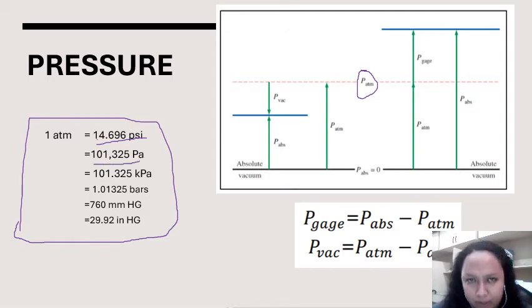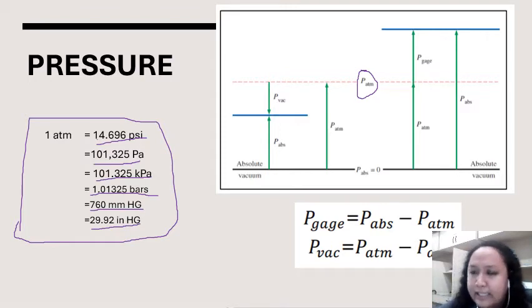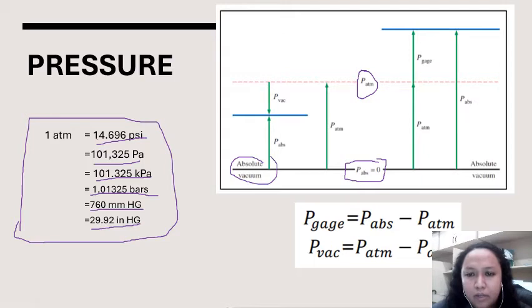The 101.325 or the 101,325 Pascal. The 101.325 kilopascal. The 1.01325 bars. The 760 millimeter Hg and the 29.92 inHg. Now take note here, so ang absolute pressure class, pag sinabing absolute vacuum, automatic zero na yung absolute pressure natin.